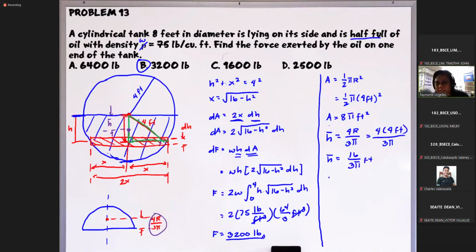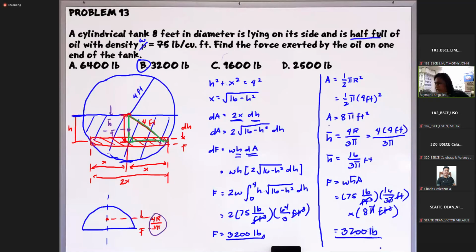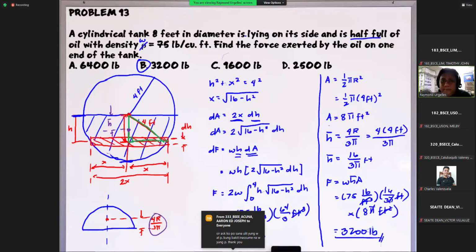Diba? So then solving for the force, so again, that is given by omega h bar times A. So this is 75. So this is pounds per cubic feet, no? So then multiplied by 16 over 3 pi feet, diba? So then multiplied by area, so is 8 pi square feet, no? So kaya cancel yung cubic feet, cancel yung pi. So then solving this, so 75 times 16 over 3 times 8, diba? So you will also get 3,200 pounds. Okay, so any questions? Diba? So para dito.